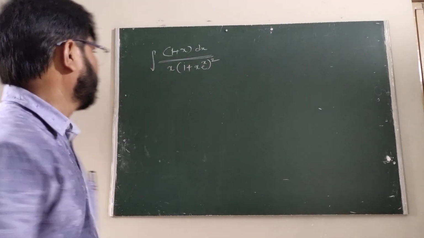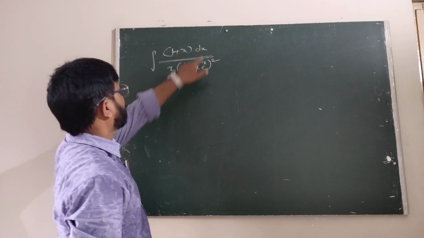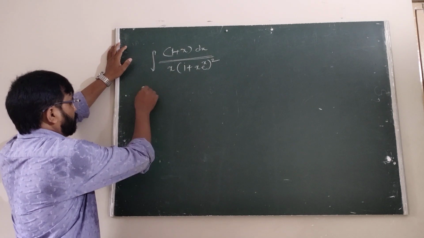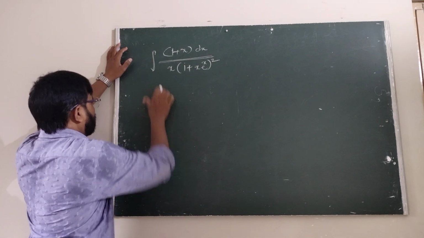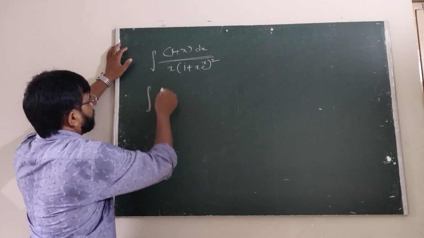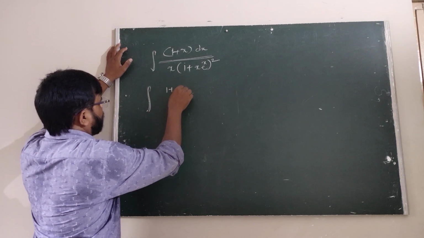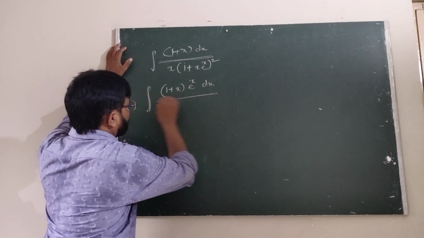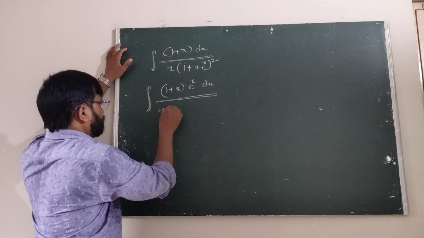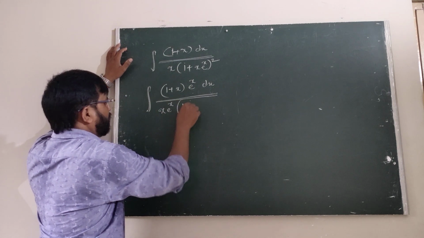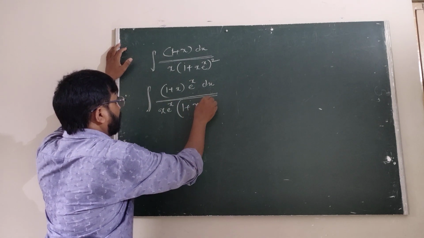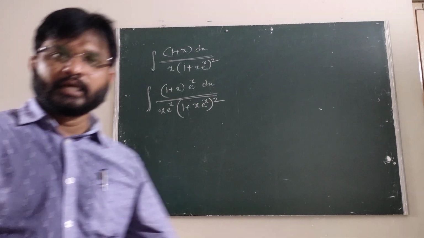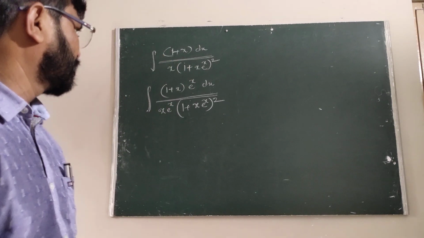So, now evaluate the integral (1 + x) dx upon x e^x (1 + x e^x). Therefore, these are the type of integrals we are taking here. Multiply by e^x in numerator and denominator: (1 + x) e^x dx upon x e^x (1 + x e^x) whole square.